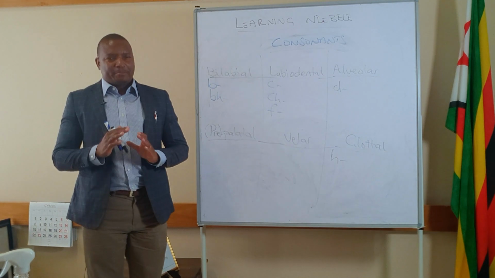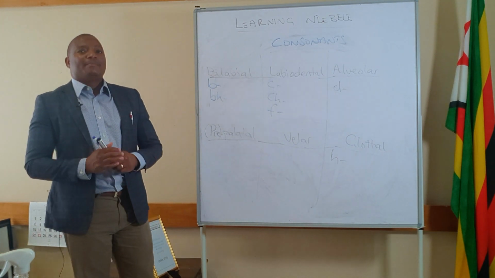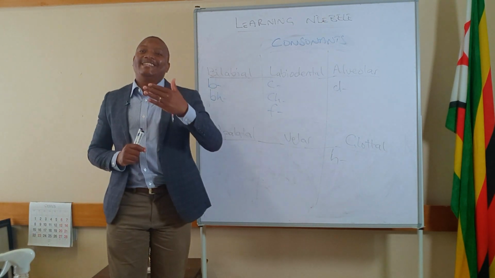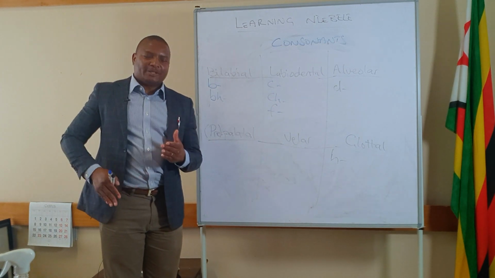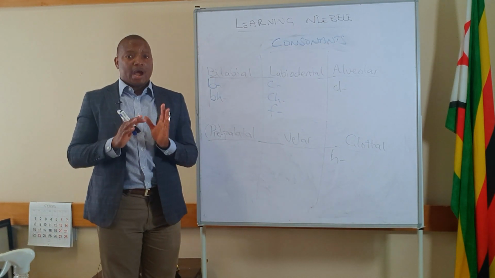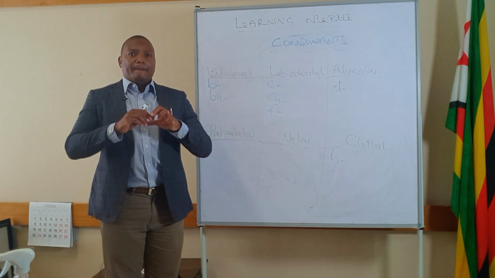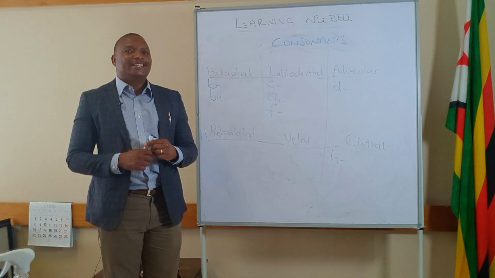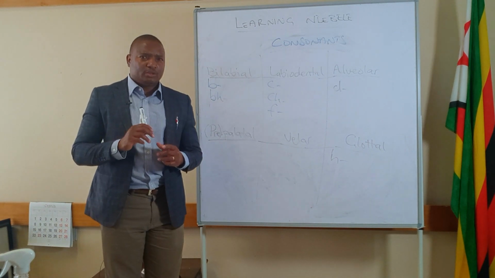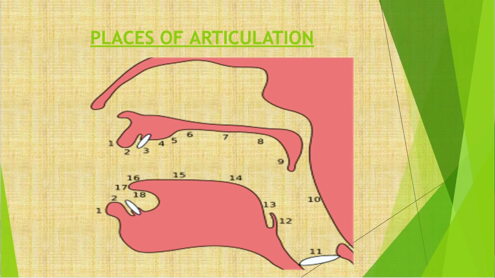Okay. Now, previously we just looked at these consonant sounds according to the letters of the alphabet. But now we want to be a little bit more technical and look at these consonant sounds according to the places of articulation. And this will help you to learn these better and faster. So you will notice we've got categories here.